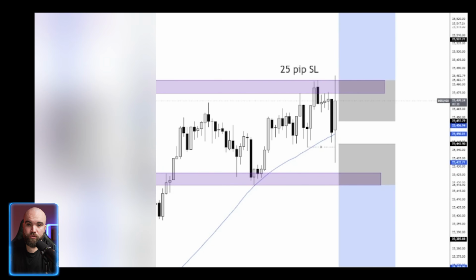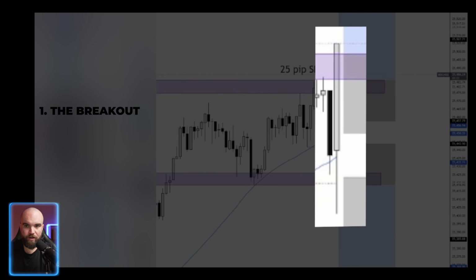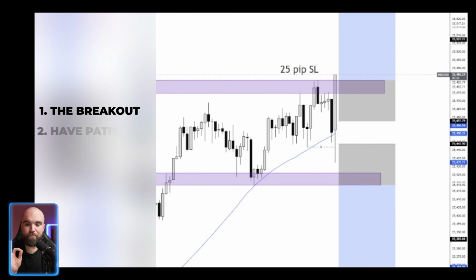Now for the most important part, without it there is no trade entry, and that is the trigger. We need 3 specific behaviors in this exact order. The first is the breakout. The candle must body close outside of our sandbox. Wicks do not count. And the second most important rule to follow is have patience.